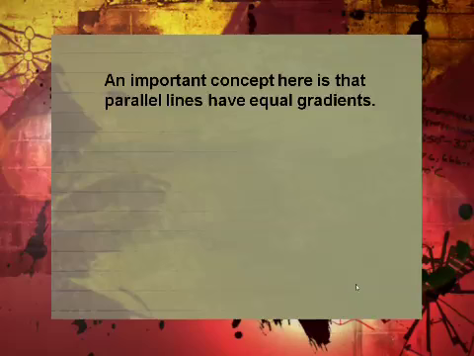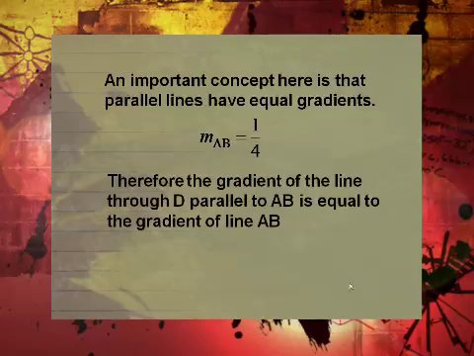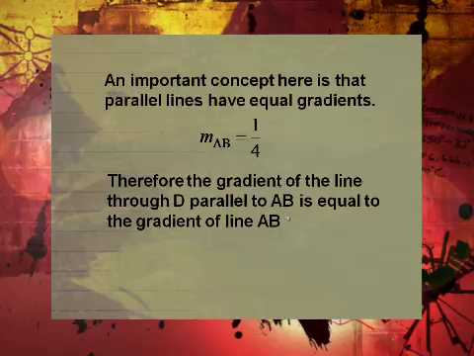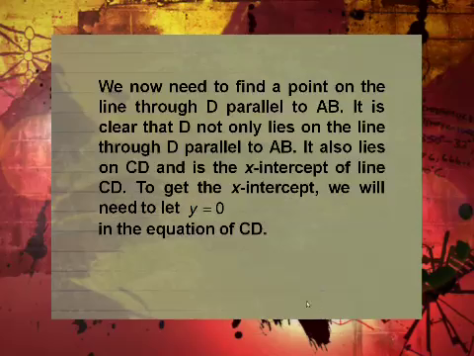An important concept here is that parallel lines have equal gradients. The gradient of AB is 1/4, therefore the gradient of the line through D parallel to AB is equal to the gradient of the line AB. So now we know that the gradients are the same. We now need to find a point on the line through D parallel to AB. It is clear that D not only lies on the line through D parallel to AB, it also lies on CD and is the x-intercept of that line. So we're going to let y equal 0 in the equation.